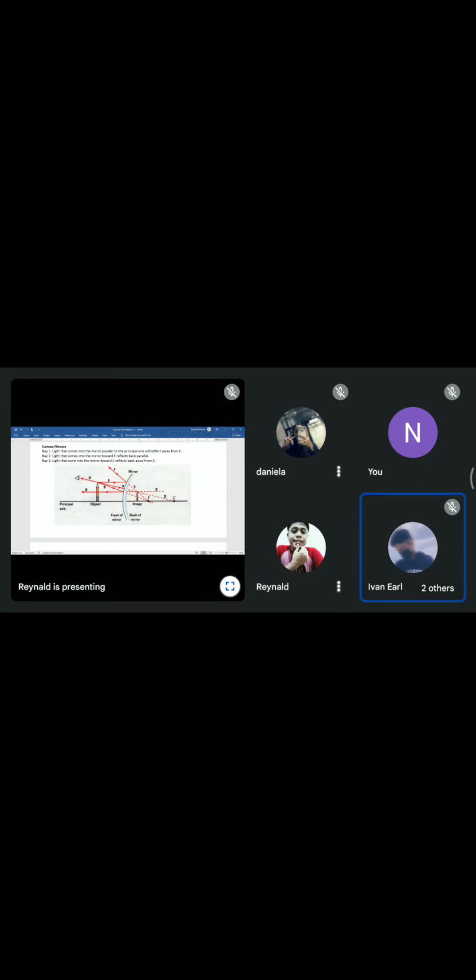Yes, Ivan, I'll just type it. Sir, when it's on the virtual side, the line is dashed, right? Yes. If you use the ray tracing diagram, use dotted lines, or you can also not use dotted lines. It is up to you how you represent the imaginary extension of the ray. You can use the dotted lines or you can use the straight line.